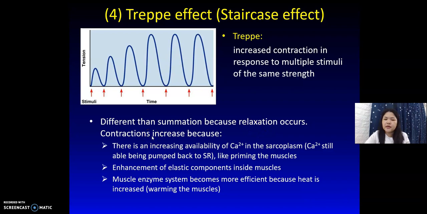Contraction increases because there is an increasing availability of calcium in the sarcoplasm, and the calcium is still able to be pumped back into the sarcoplasmic reticulum. It's like priming our muscles, with enhancement of the elastic components inside the muscles. The muscle enzyme system becomes more efficient because the heat is increased. This is like warming up our muscles.